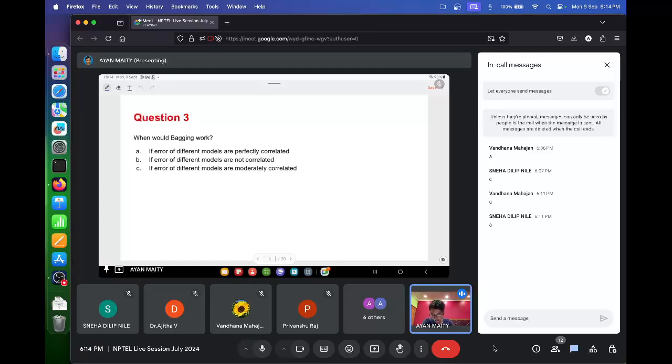Question 3. When would bagging work? Bagging is an ensemble algorithm. I hope all of you have gone through the lecture videos. When would bagging work? There are three options. If error of different models are perfectly correlated, if error of different models are not correlated, if error of different models are moderately correlated.